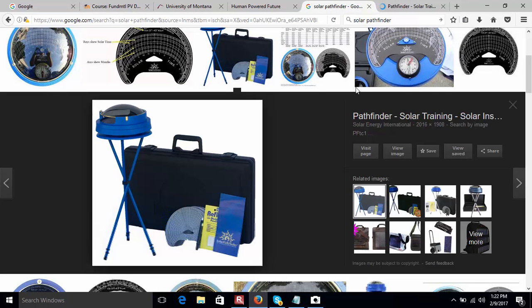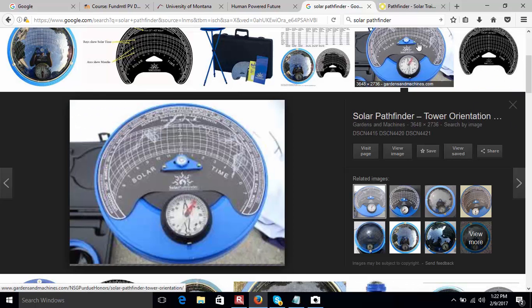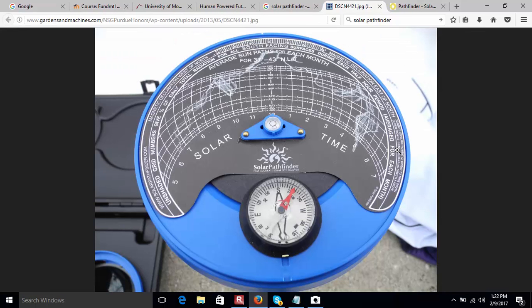So there's a level, so a tripod in both directions. The device itself has a compass so that you can figure out where true south is versus magnetic south. So we change this based on the declination. And then the most interesting part, let's see if we can zoom in on this guy a little bit.